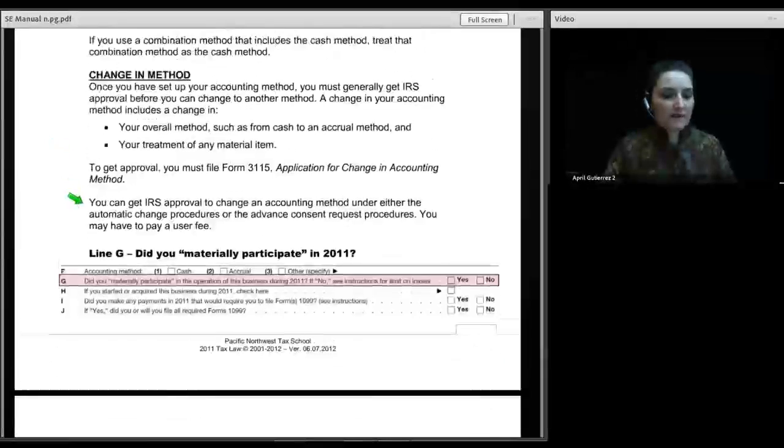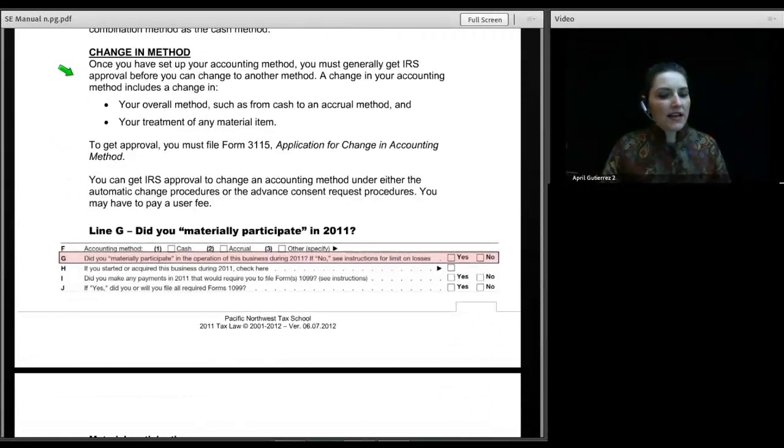That's what they want you to check. Change in method. Once you have set up your accounting method, you must generally get IRS approval before you can change to another accounting method. A change in your accounting method includes an overall change in the overall method, such as from cash to accrual, and the treatment of any material item.